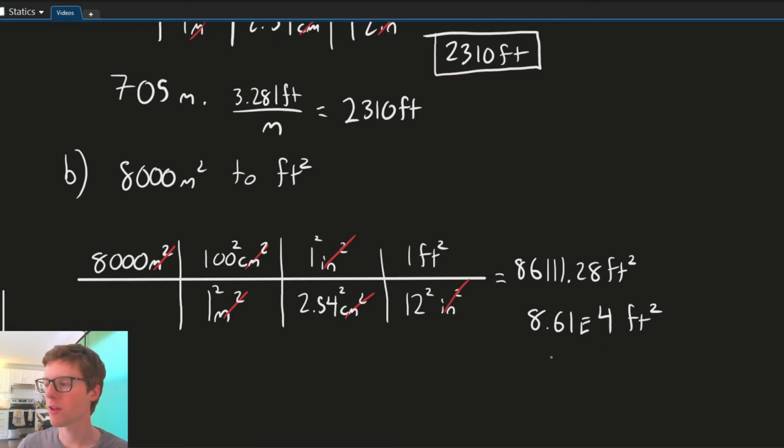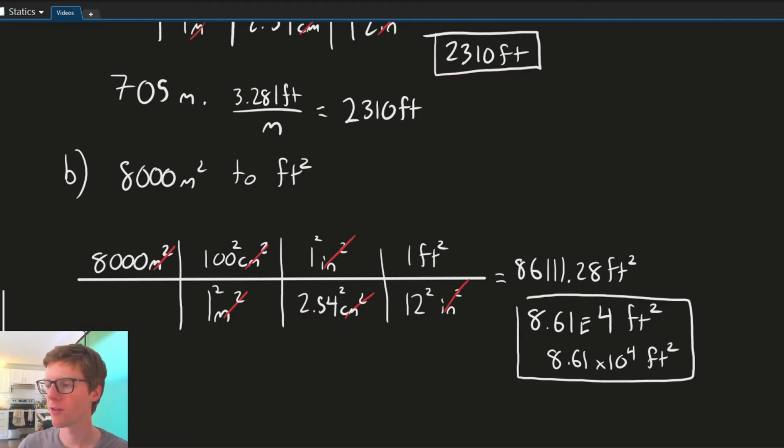E to the 4 is the same thing as 8.61 times 10 to the 4. So either one of those two would be your answer for part B. And with this, you don't have to worry about the trailing numbers, because you just need to make sure there's 3 digits in your scientific notation.